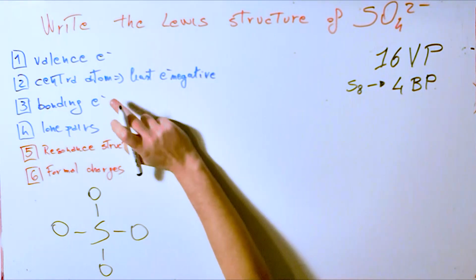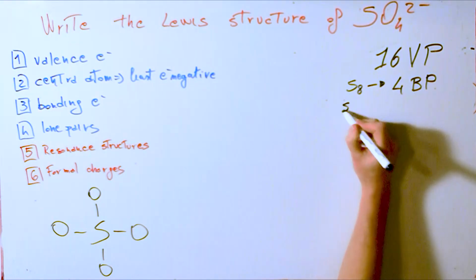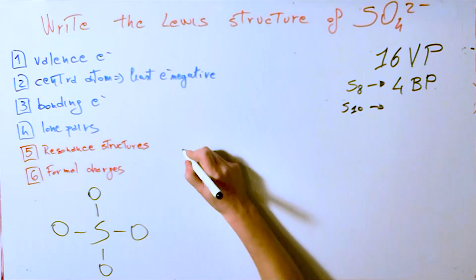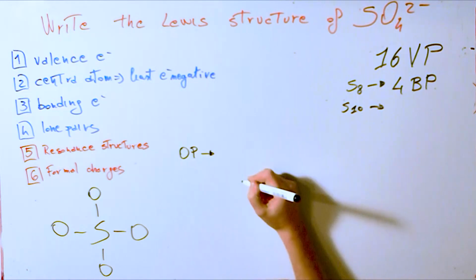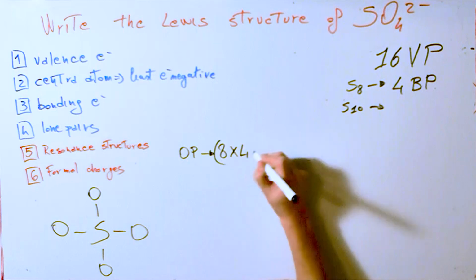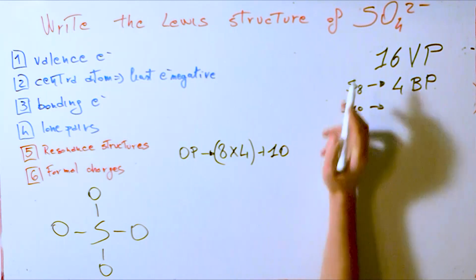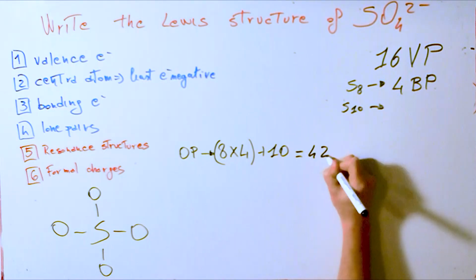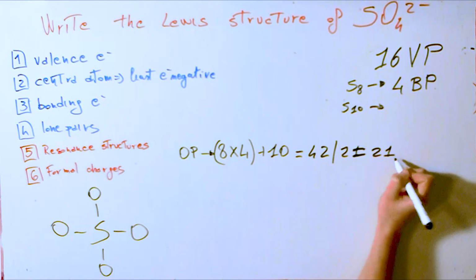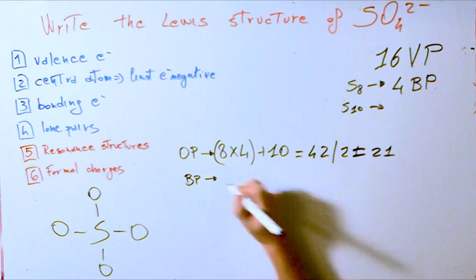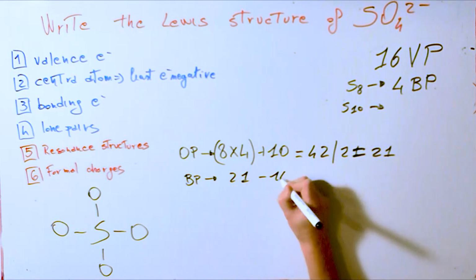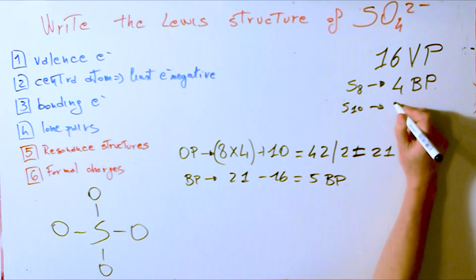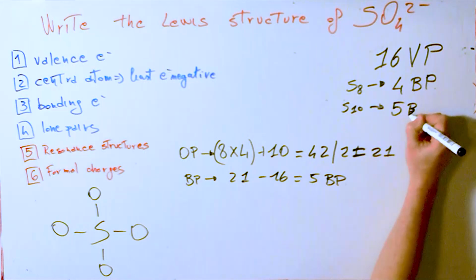Now let's calculate the bonding electrons in the case of sulfur with 10 electrons around it, so with the expanded octet. The octet electrons will be, again, 8 times 4 coming from the oxygen plus 10 coming from the sulfur, because it has an extended octet. The result will be 42 divided by 2 is 21. The bonding pairs will be the difference between 21 minus 16, which equals 5 bonding pairs. So in the case of sulfur with 10, it will be 5 bonding pairs.